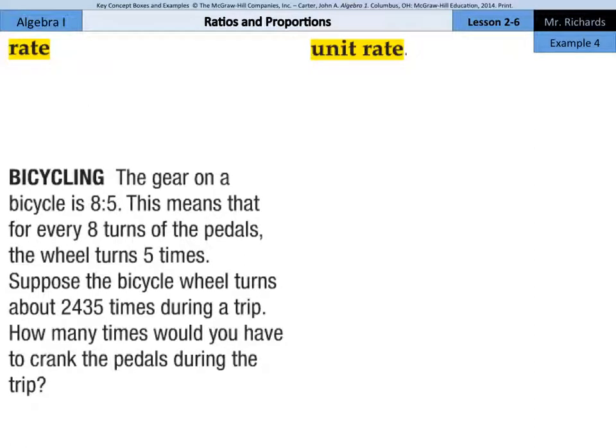Now along with ratio and proportions comes rate and unit rate. A rate is the ratio of two measurements with different units of measure.